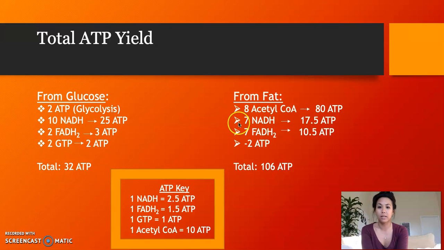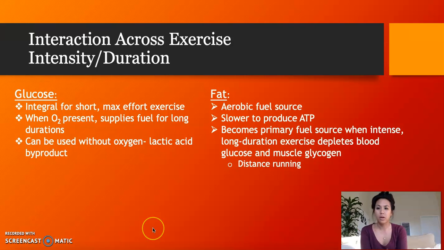Now we can see that there is a significant difference between the ATP yield from fat versus from glucose, which we'll go over what that means later. Interaction across exercise intensity and duration. So there are differences between using glucose versus fat as a fuel source.